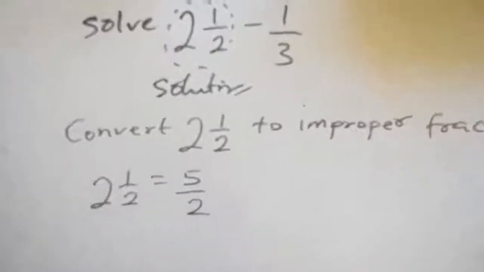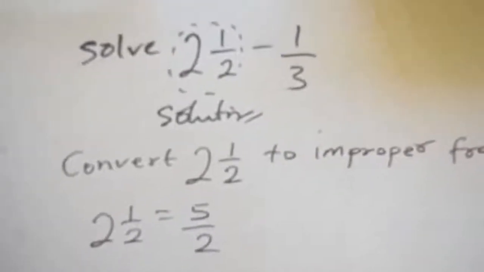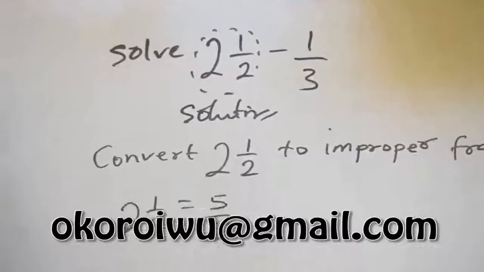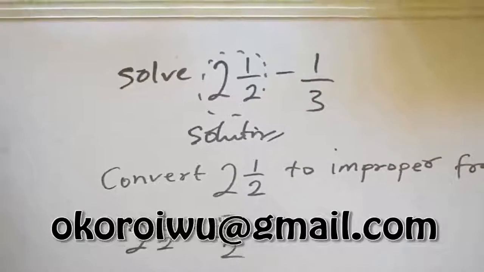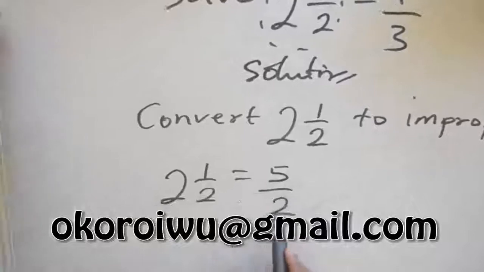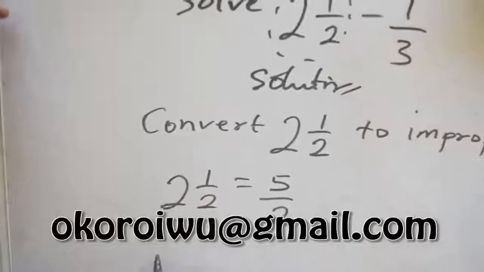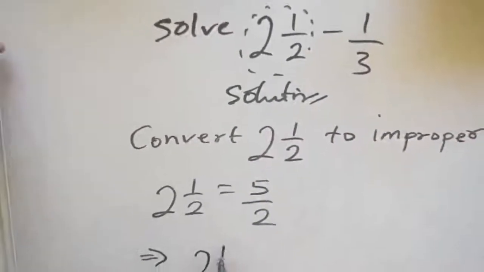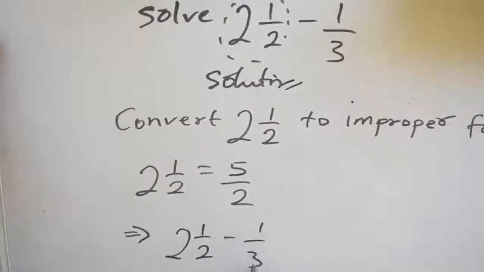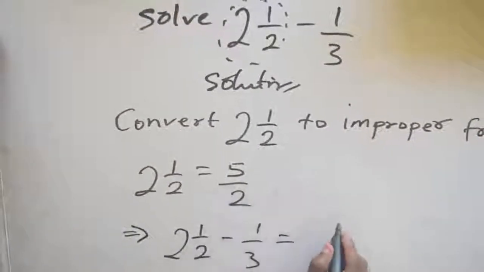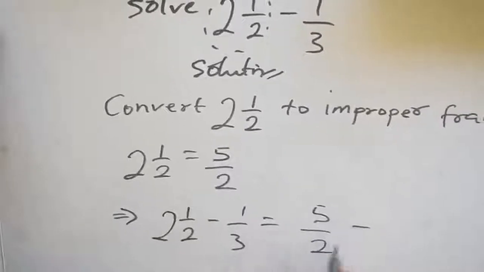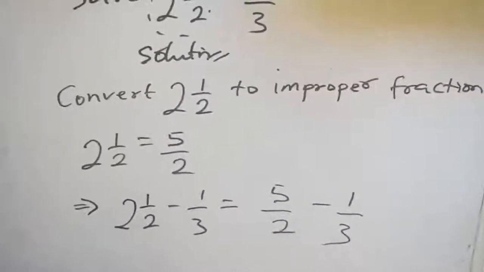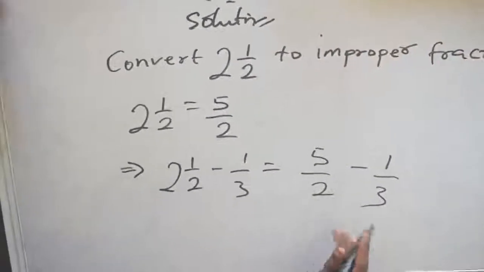In case you don't know how to convert, please check my previous videos on how to convert from mixed fraction to improper fraction. So 2 whole number 1 over 2 is the same as 5 over 2. Since we have done that, this implies that this question, which is 2 whole number 1 over 2 minus 1 over 3, is the same thing as 5 over 2 minus 1 over 3.